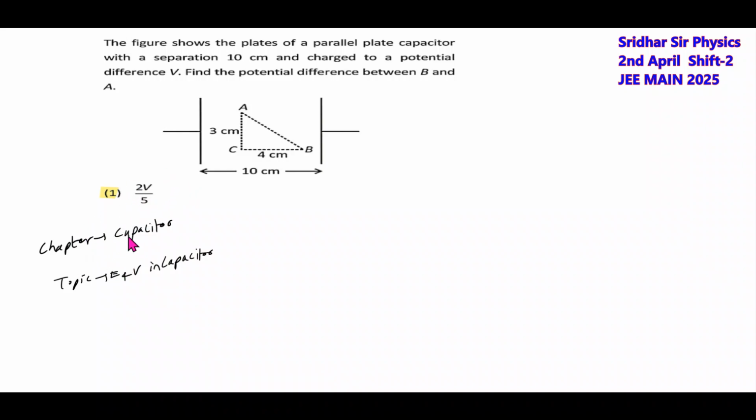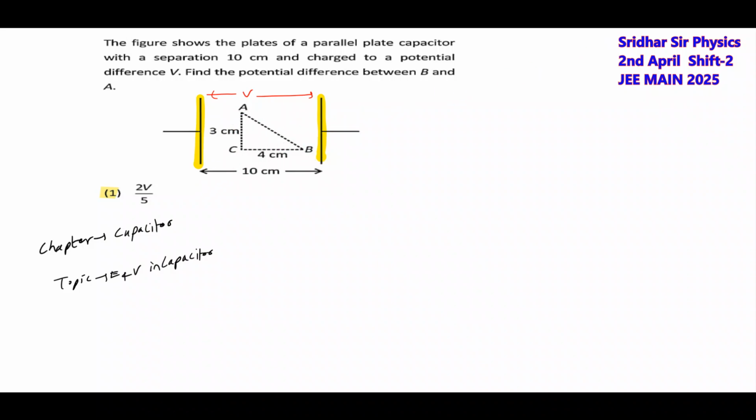This question belongs to the chapter capacitor and the topic is electric field and potential difference across the capacitor, just based on the basics. The figure shows the plates of a parallel plate capacitor with a separation of 10 centimeter, charged to a potential difference V. Find the potential difference between B and A.